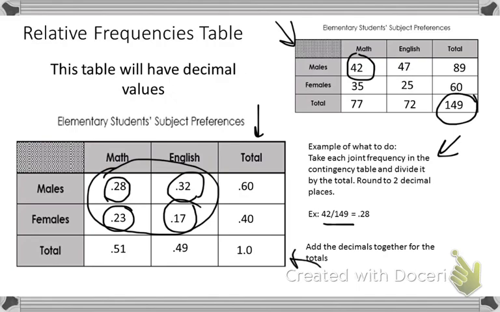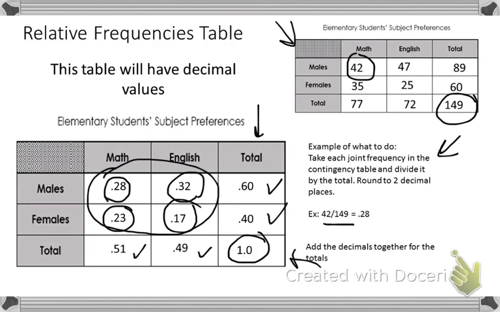Well, all I do, like I did before, I'm just going to add them together. 0.28 and 0.32 is 0.60. 0.23 and 0.17 is 0.40. Then I'm going to add my math and English together, and if you'll notice, I get 1. You should either get 1 or 0.99, or 1.01, something really close to 1. That's what you should get each time you do a relative frequency table. So this is how you make a relative frequency table.